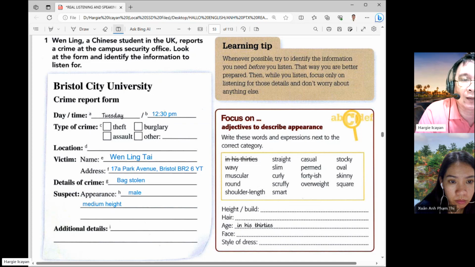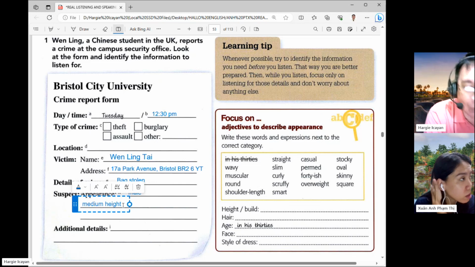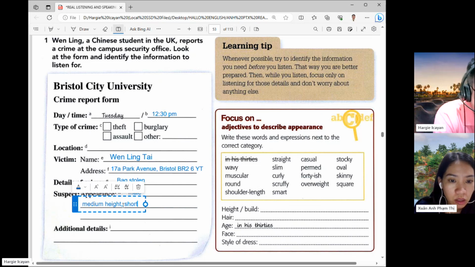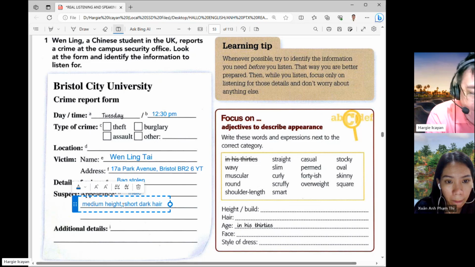Okay. Did you get a look at him? Yes. He was medium height with short dark hair. So he was medium height. What else? Short dark hair. Okay. Let's continue. Glasses. Oh, and he had a mustache.